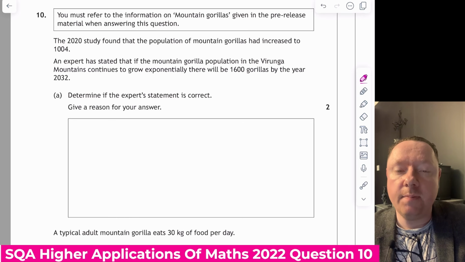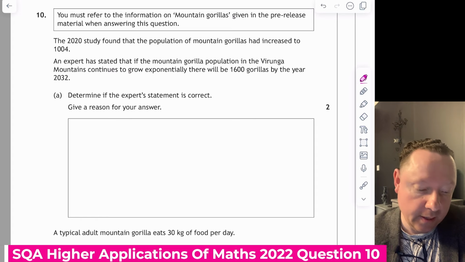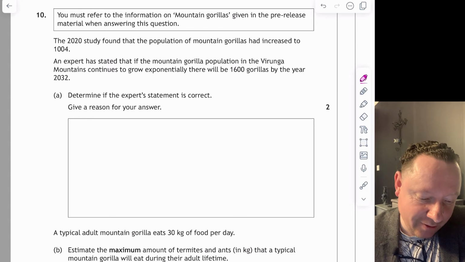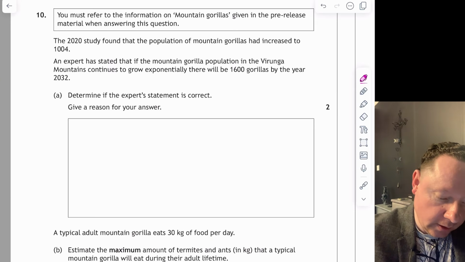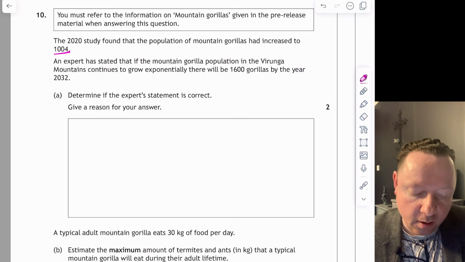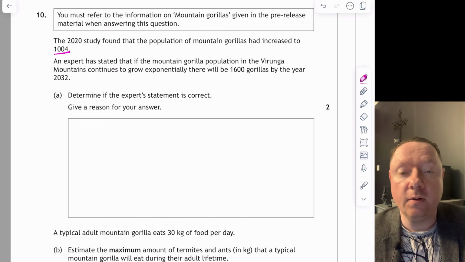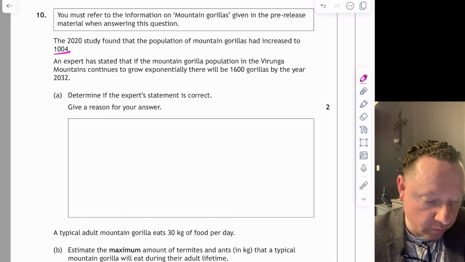Okay, SQA Higher Application Maths 2022, question 10. You must refer to information on mountain gorillas given in the pre-release material, so we'll look at that in a minute. The 2020 study found that the population of mountain gorillas has increased to 1,004. And an expert has stated that if the mountain gorilla population in Virunga mountains continues to grow exponentially, there will be 1,600 by the year 2032. Determine if he's correct. So we're going to have to look at this pre-release material to see if there's any information to help us with this.